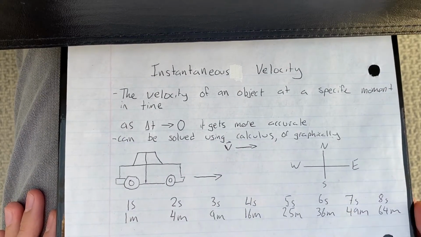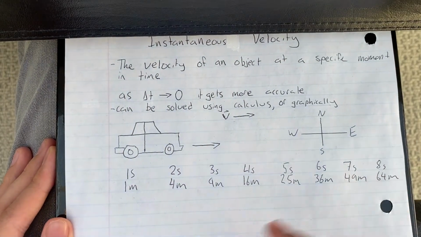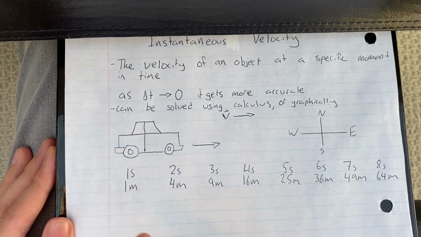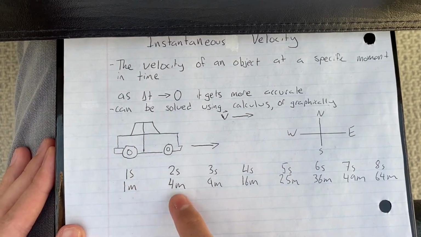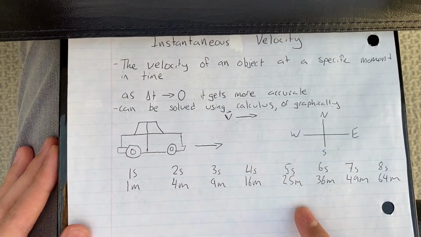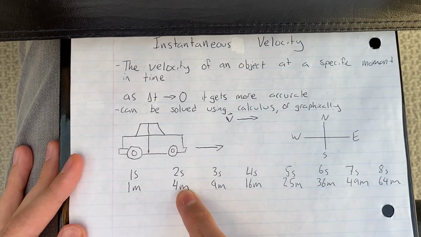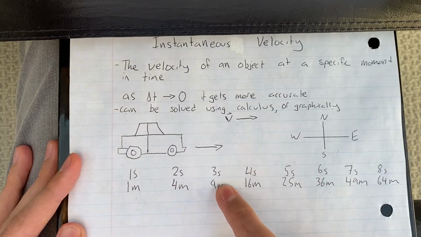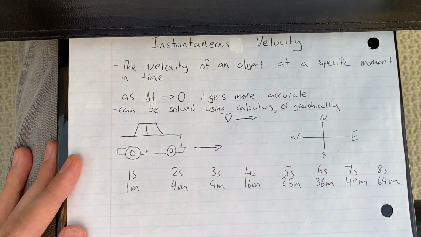So let's have a look at an example. So we have a car that's moving forward to the east, and we're not given velocities at all. We're only given the times and the distances that it's traveled at each time. So at 1 second, it's displaced 1 meter. At 2 seconds, it's displaced 4 meters. 3 seconds, it's displaced 9 meters. At 4 seconds, it's displaced 16 meters, and so on.